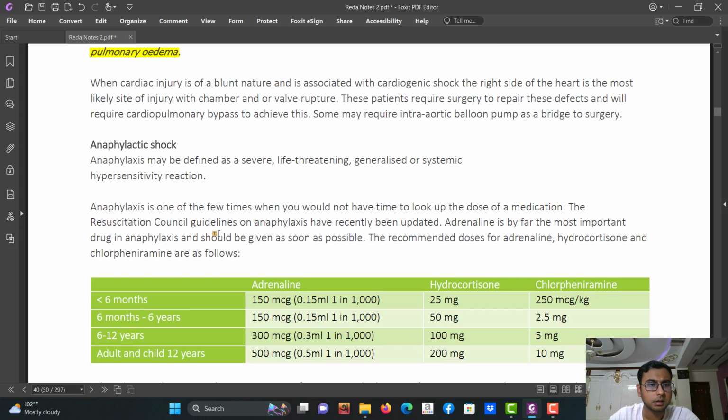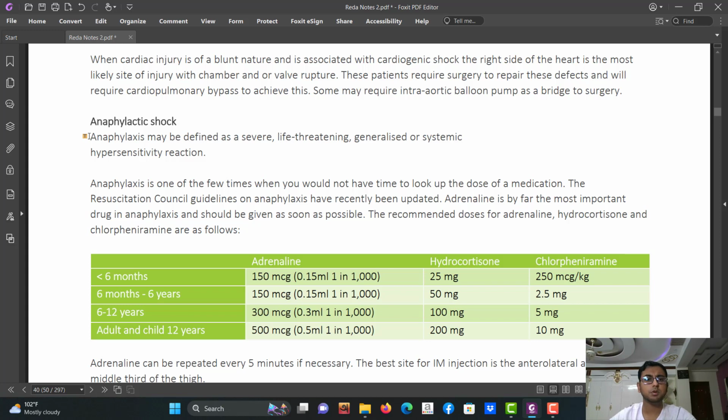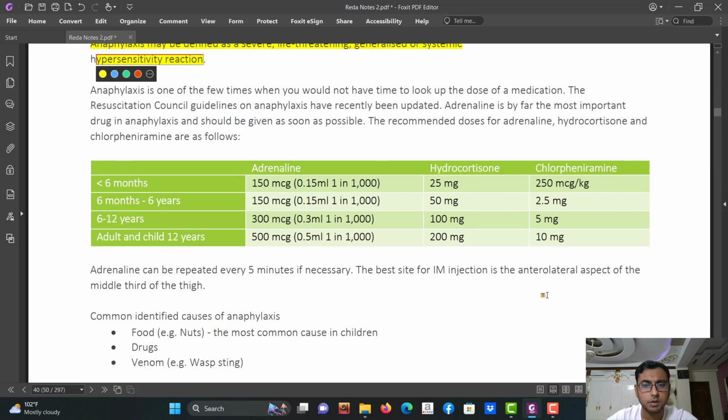MI. Anaphylactic shock is another very important and life-threatening one. Sometimes some drugs cause an anaphylactic reaction in particular patients, which I define as a severe life-threatening hypersensitivity. For treatment, if the patient is less than 6 months, give 0.15 ml of 1 in 1000 adrenaline solution. If 6 months to 6 years, then 0.3 ml of 1 in 1000. Adult, then 0.5 ml of 1 in 1000.